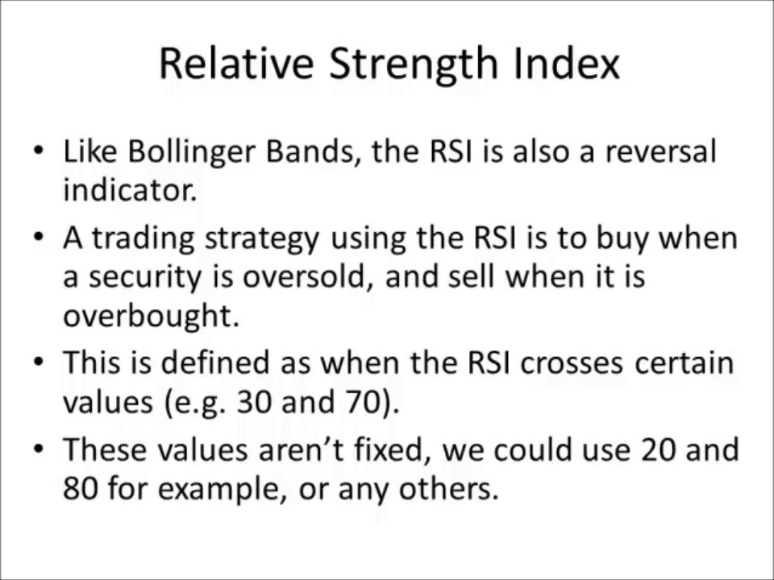So a common strategy using the RSI is that if the RSI is below 30, we should buy, and if it's above 70, we should sell. Now, of course, this is not fixed. We could use 20 and 80 instead of 30 and 70, for example. And of course, later on, we'll go into finding out which one is best. Let's go back to Yahoo Finance and see what this looks like.